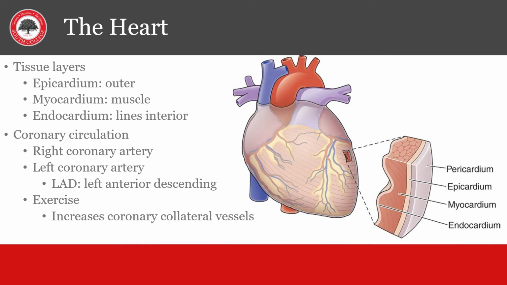After the pericardial sac, the layers of the heart from most superficial to deep are the epicardium, myocardium, and endocardium. This should already be familiar to you from AP2. The coronary arteries supply the heart with blood, and there are two main branches, left and right.